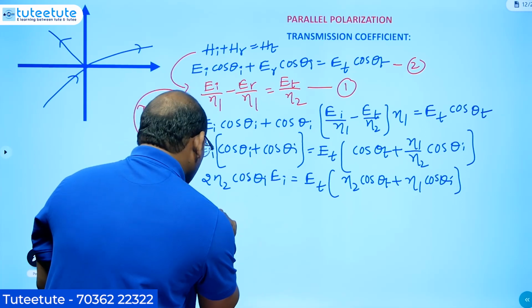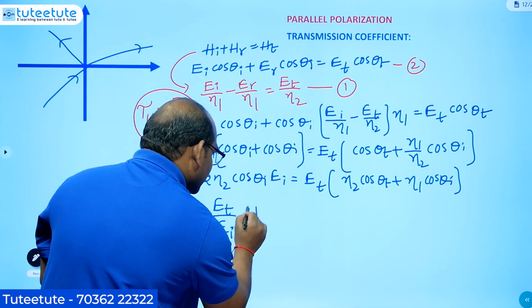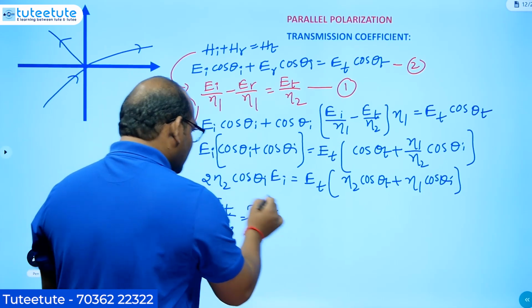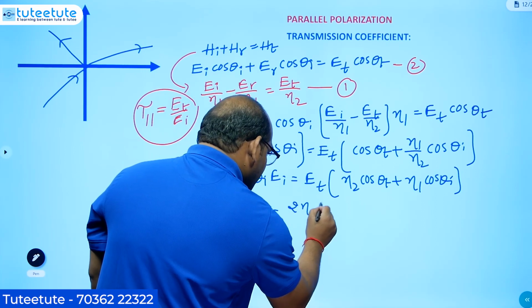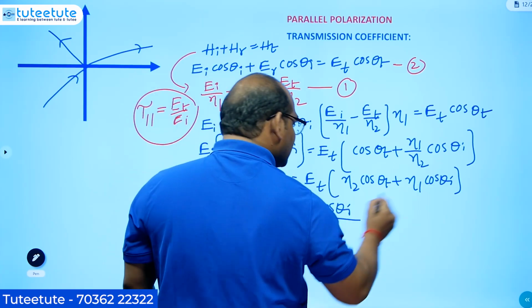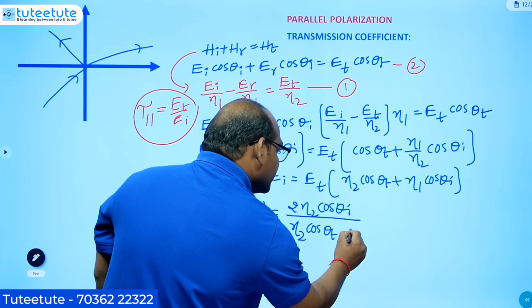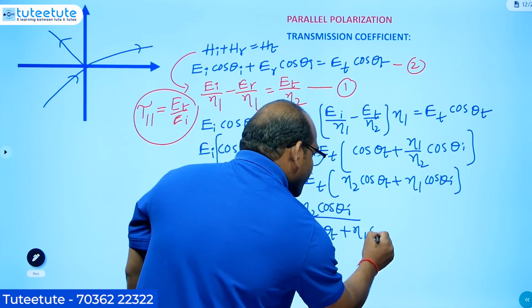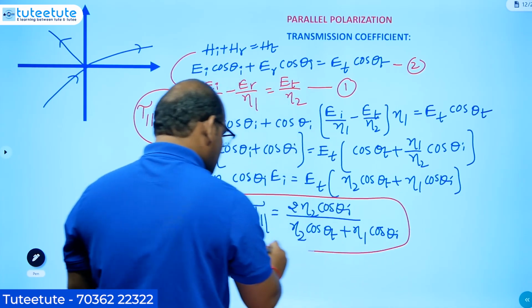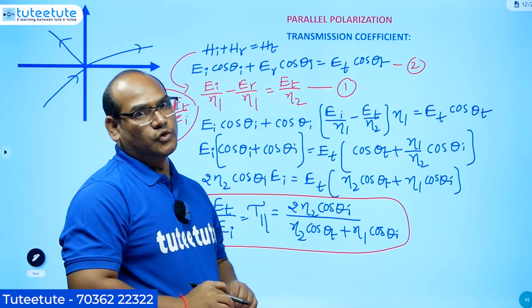Now get the ratio of E_T and E_I. This one we can write tau parallel is equal to, numerator will be 2 times of eta 2 cos theta I by denominator will be this one, that is eta 2 cos theta T plus eta 1 cos theta I. This is what we can have. So transmission coefficient for the parallel polarization is also over.